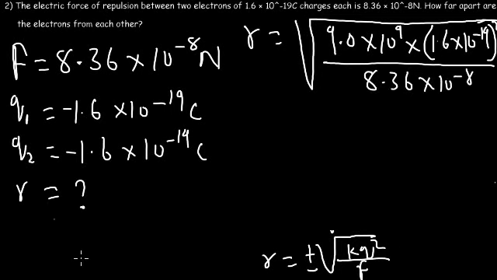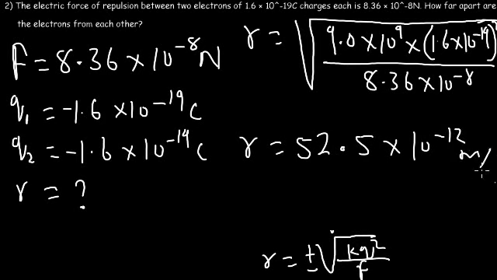Then I'm going to do the same thing like I did earlier. I'm going to type everything into my calculator once and for all. So if you type it properly, you should have the radius or the distance to be equals to 52.5 times 10 to the power of negative 12 meter. And this will be your final answer. And that's it.